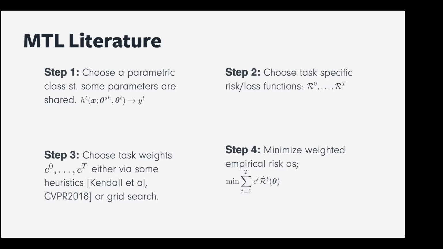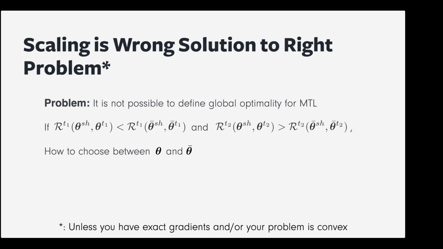And for each task, you typically define a task-specific loss function or risk function, Ri, and then you choose some scalar weights to actually solve these objectives, and you minimize the weighted empirical risk. This makes sense because this is the most reasonable, straightforward thing you can do. But I will argue the scaling is the wrong solution to the right problem.